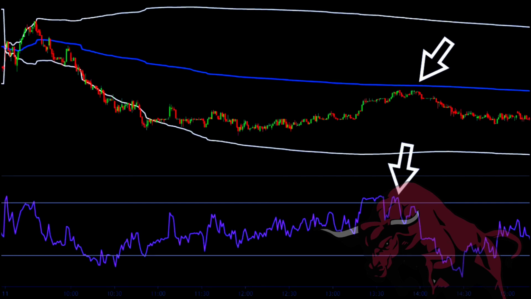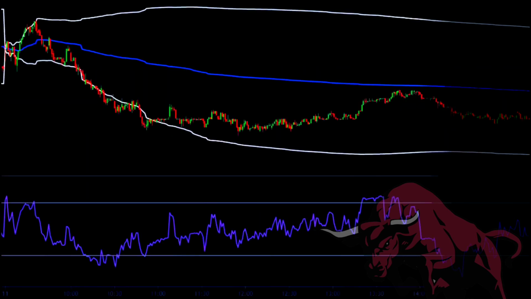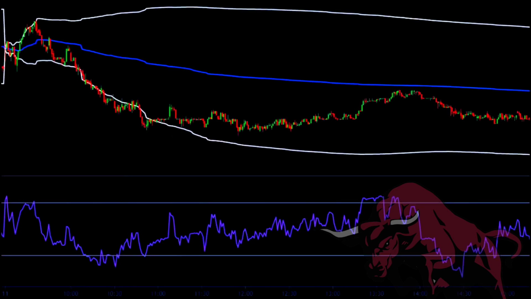We can also see that the RSI was above 70. So, according to the RSI, we can expect the price to move lower. So there is a strong confluence between the RSI and VWAP. Therefore, we will place a sell trade here. We will keep our stop loss above the VWAP, and we will place our targets around the recent swing low. So these were the trades on trending market.